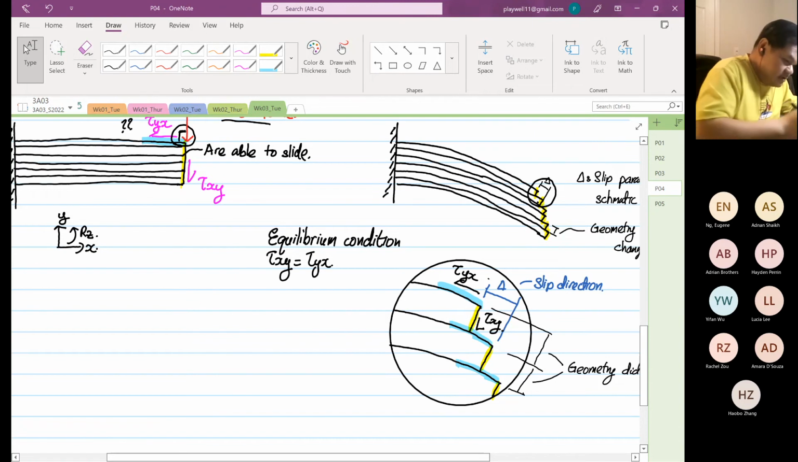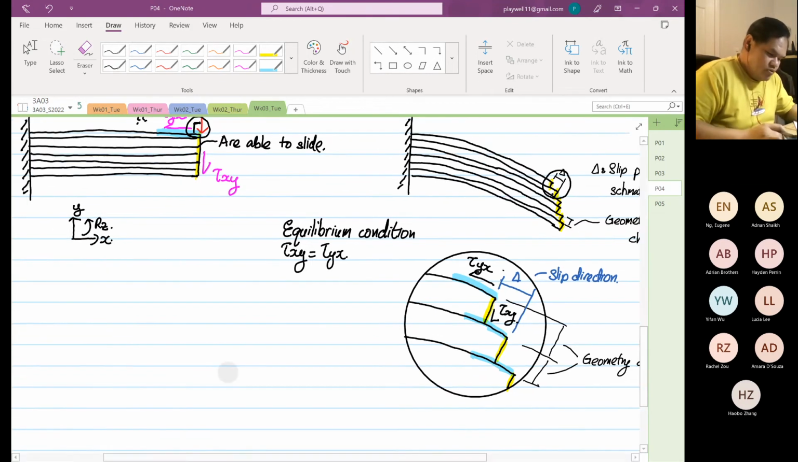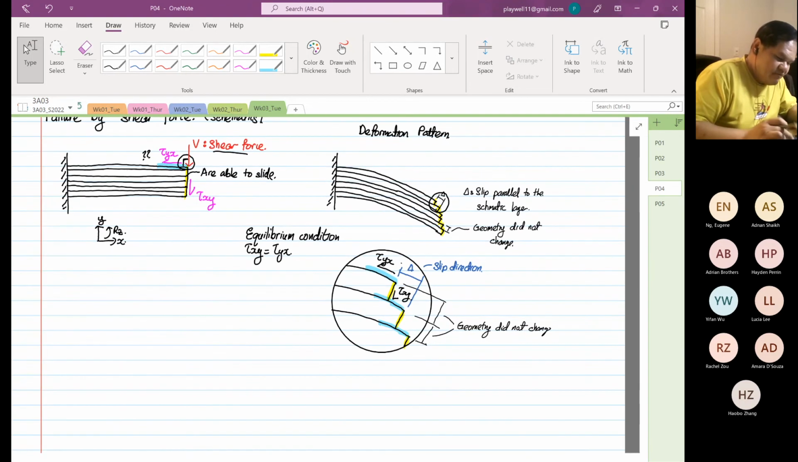I don't hear anything. Okay, so it's very abstract. As I said, it's not difficult, it's just abstract. You have to know why the failure is occurring on the horizontal plane. No doubt we are considering the area on the vertical.